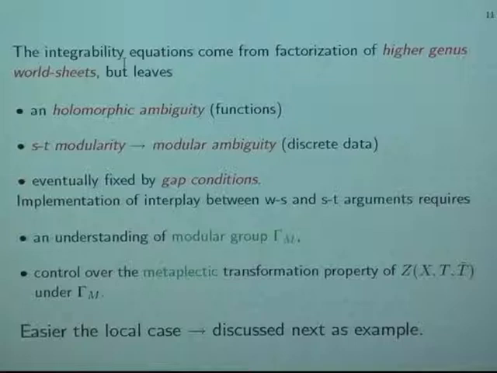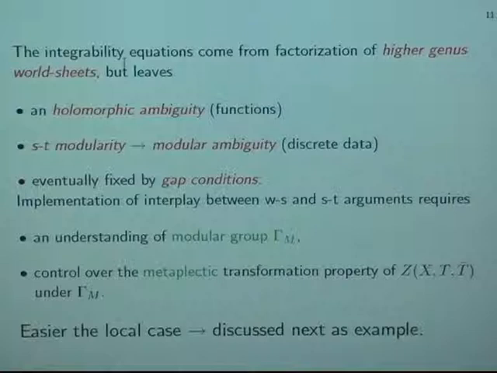So the integrality comes from this worldsheet analysis, but then it leaves the holomorphic ambiguity, which is a function, and then with the space-time modularity, we can actually reduce this function to discrete data, and eventually, by the gap conditions, we can anchor the full thing. So in order to do this, we need an understanding of the modular group, which I call Gamma_M, and we need also some control over the transformation property of our function under this modular group.